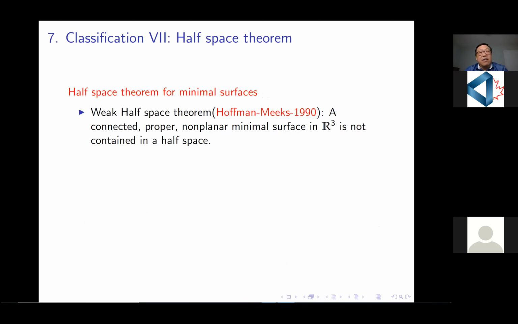So in the remaining part, I will talk about the last 2 classification results, the half space theorem and the C2 alpha estimate. But before we do this, any questions so far? Any remarks?